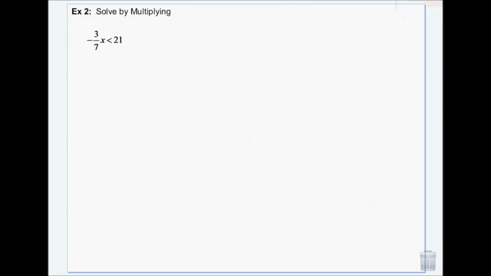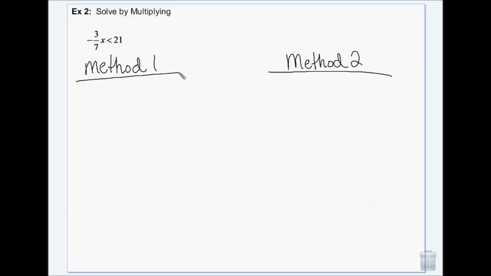I'll show you both. I'll show you method 1 and method 2. There may be more than 2 methods. These are just the 2 that I'll show. Okay, so I have negative 3/7 x is less than 21. To clear this, I'm going to take both sides of the inequality and multiply them by the reciprocal.